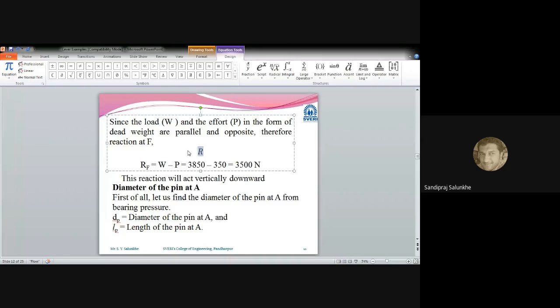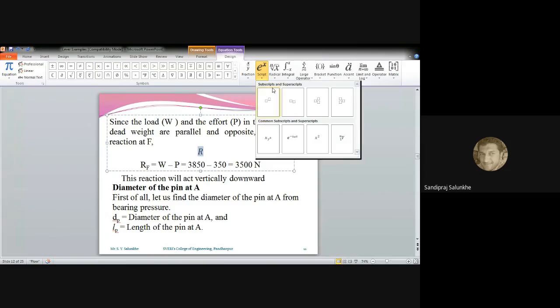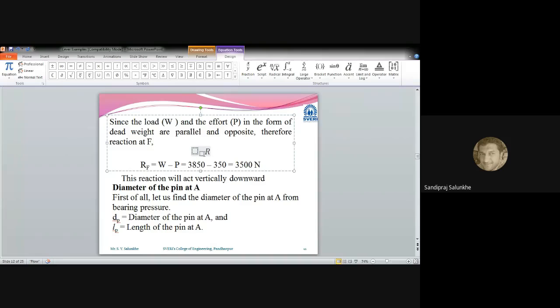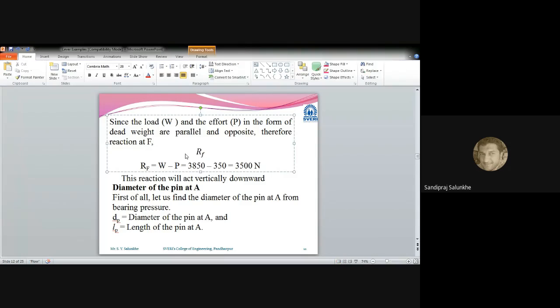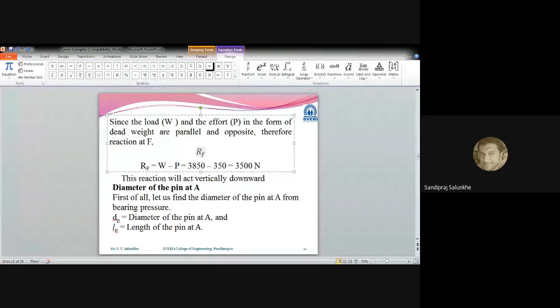Summation of all forces in vertical direction, R suffix F plus, what we can write, plus W.